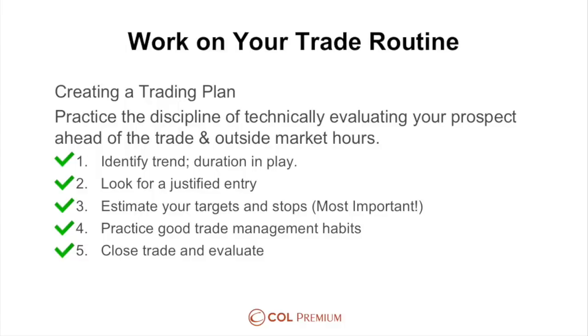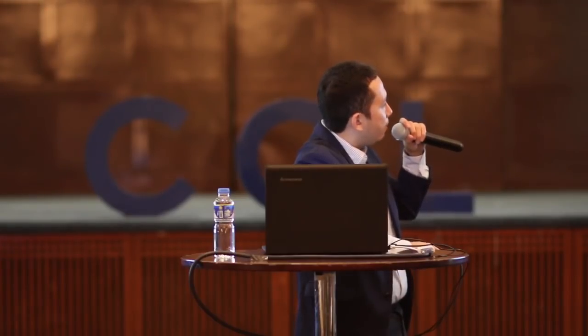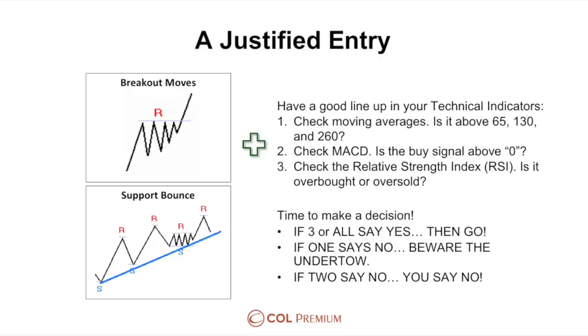it is a breakout of area pattern resistance or a bounce of support. Now, obviously, your indicators are something that you can use to support your justified entry. So as you make your justified entry, one of the things you can do is create a checklist. Are your moving averages with you? Is your MACD giving you a buy signal, or is in the process of giving you a buy signal?